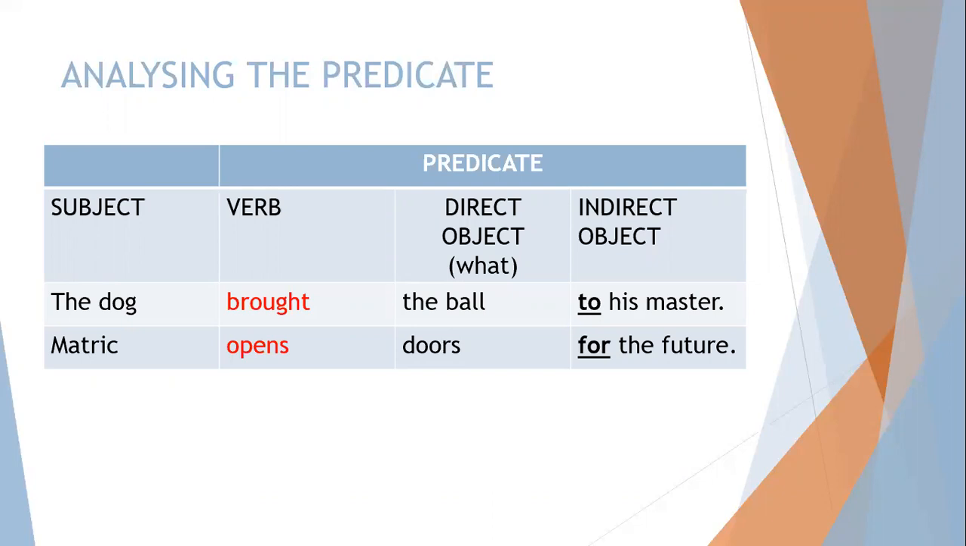Have a look at the word to. Right, Machik, subject, opens doors, opens being the verb, doors being the direct object, so the what. For the future, and once again, have a look at the word for. So differentiate between direct object and indirect object.